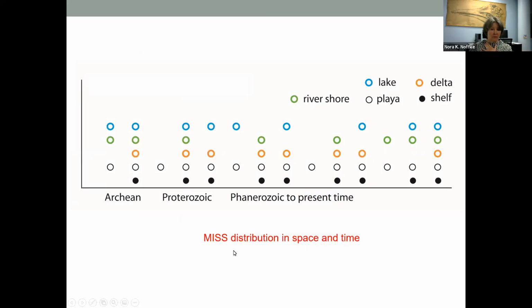MISS have a wonderful distribution with respect to space and time. They come up already in the early Archean. I'm going to show some examples. And they made it through the entire Earth record without much change until today. So conveniently, we can observe their formation today. We can quantify their formation. So we have information to understand prokaryote evolution over time. We know MISS from river shores, lakes, playas, deltas, shelves, and so forth. So in any aquatic deposit.